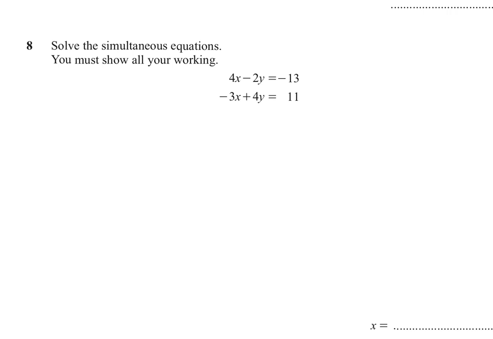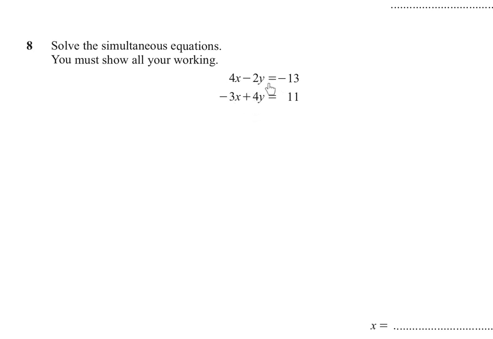8. Solve the simultaneous equation. 4x minus 2y equal negative 13. Negative 3x plus 4y equals 11. Look for the coefficient of x, 4 and negative 3. Coefficient of y, negative 2 and 4. So, which is easier to eliminate, y or x? Y.